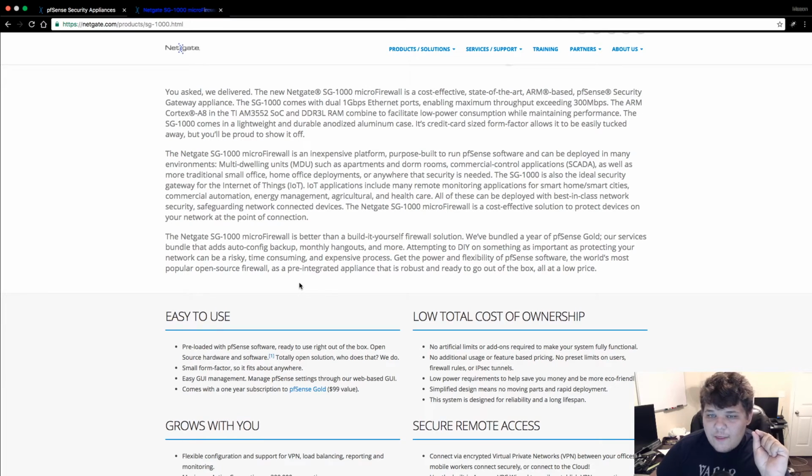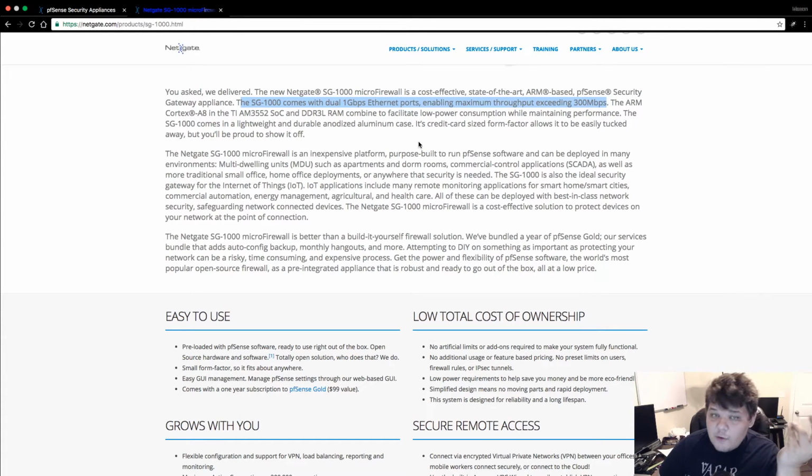The only thing about this board that may be a downer for some, for those of you that currently have high data needs at home, is that it does only enable a maximum throughput of 300 megabits per second. And I believe that's probably just due to the architecture of the chip, maybe the ARM processor, since it's lower power consumption, it probably can't handle that.